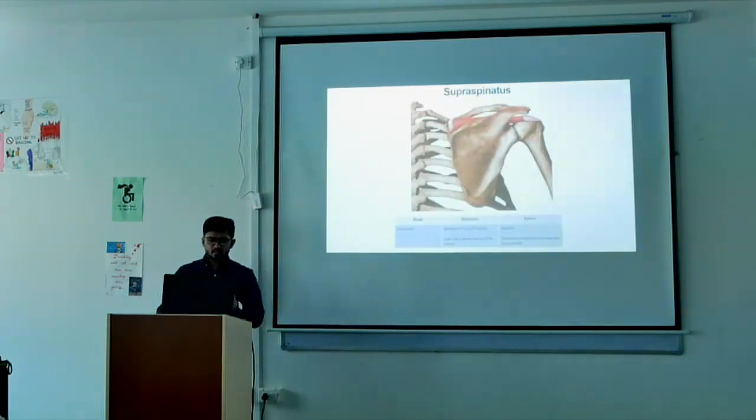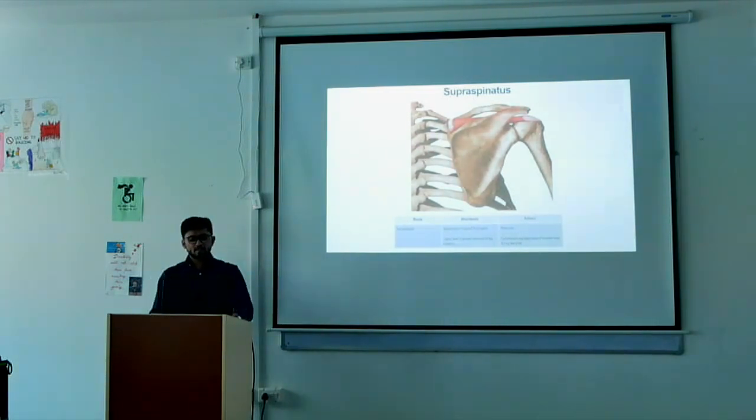Discussing the muscles, the supraspinatus. Its attachments are the supraspinous fossa of the scapula, and it attaches on the upper facet of the greater tuberosity of the humerus. Its function is abduction of the shoulder joint, and it also compresses and depresses the humeral head during elevation of the hand.